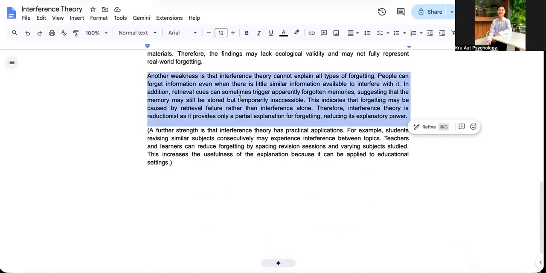And that's why retrieval failure can be another explanation as to how a retrieval cue helps you remember. When that is absent, sometimes people just can't fully access that information, but it's still there. So it doesn't mean that interference explains all types of forgetting. This indicates forgetting may be caused by retrieval failure rather than interference alone. Therefore, interference theory is reductionist. Oh, I did use this word. It's just at the end, as it provides only a partial explanation for forgetting, reducing its explanatory power.